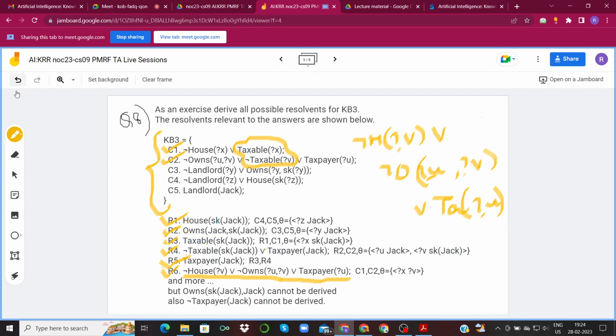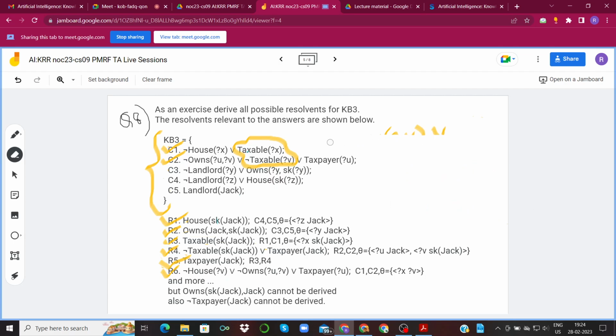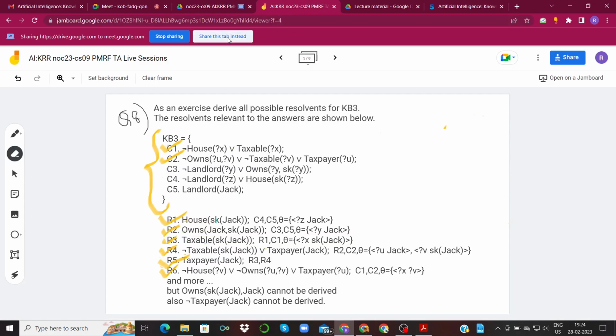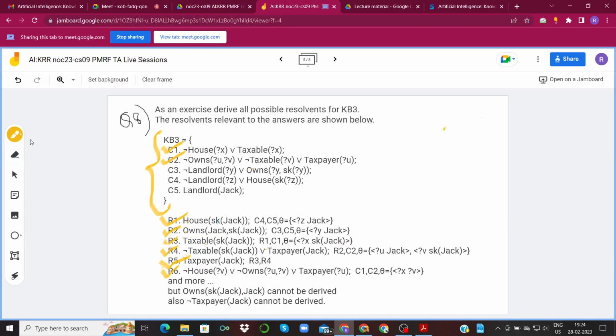Okay, so let's pause and check whether we have derived some or all of the options that were given to us. Let's first consider house SK Jack, and let's see whether we did derive it. We did derive it, right? We have house SK Jack over here.